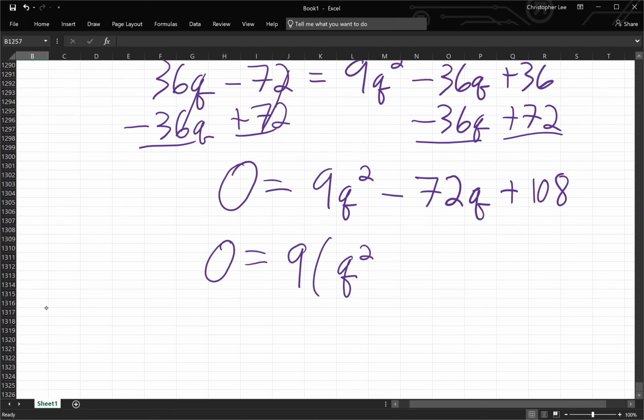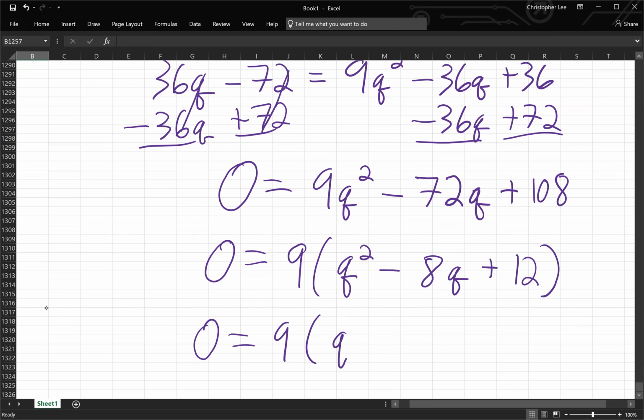So this is Q squared minus, what's 72 divided by 9? Is 6? Or is it 8? Which one? 8. It's 8. So 8Q plus what's 108 divided by 9? 12, right? And then that's it. 0 is equal to 9 times Q minus 6, Q minus 2, right?